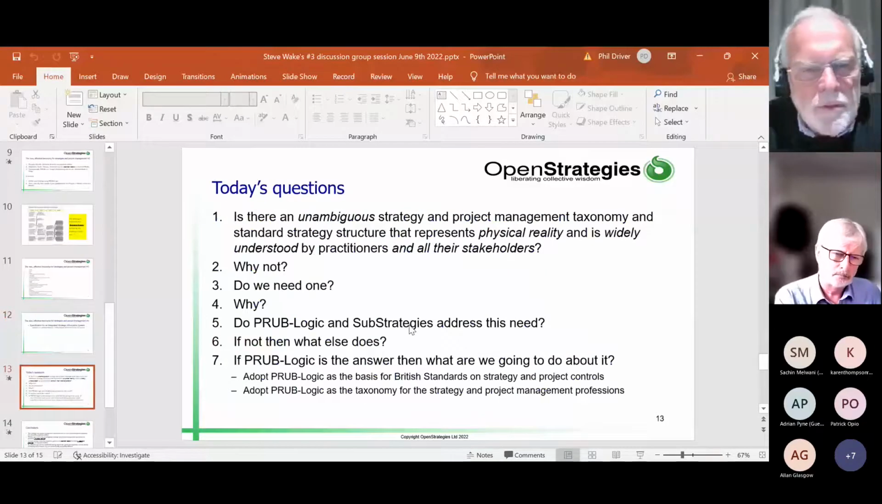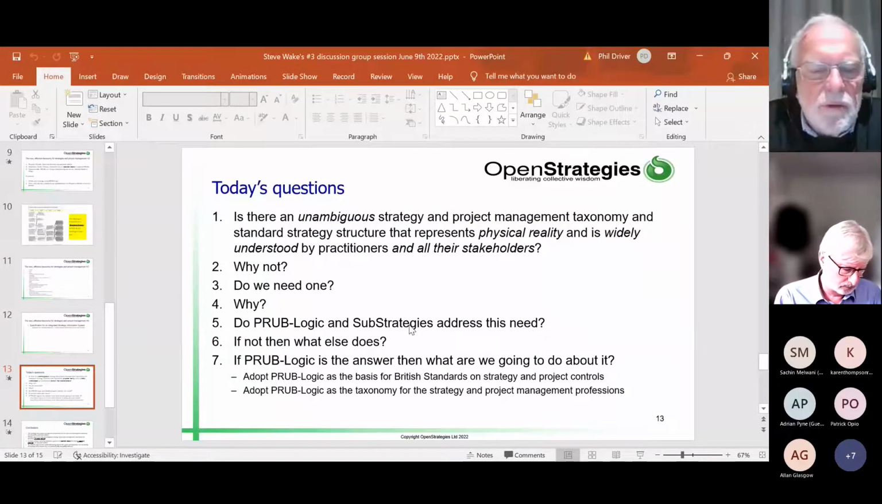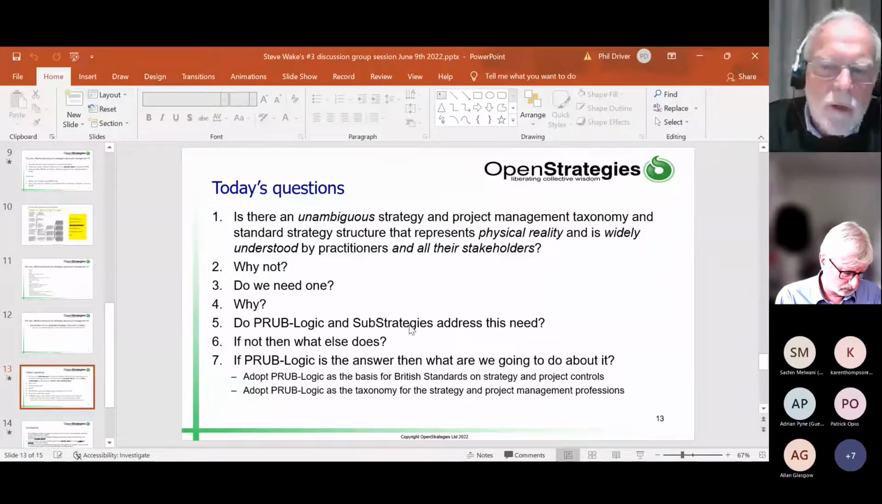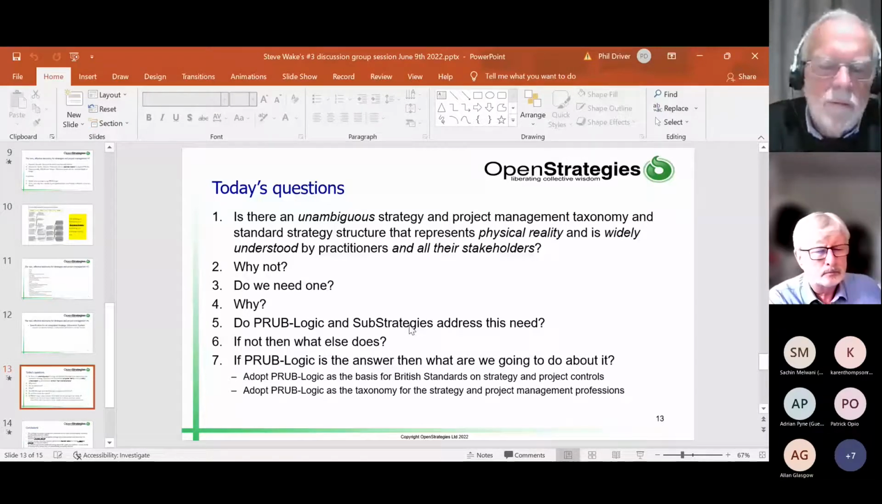So I guess today's questions are these. I've made the claim that there is no unambiguous strategy and project management taxonomy. Maybe Praxis and Dunning would argue otherwise. But I find the existing ones are ambiguous, and they might be crystal clear in the mind of the person that created them. But a lot of the work I do has hundreds of stakeholders involved. Almost none of them are project managers.